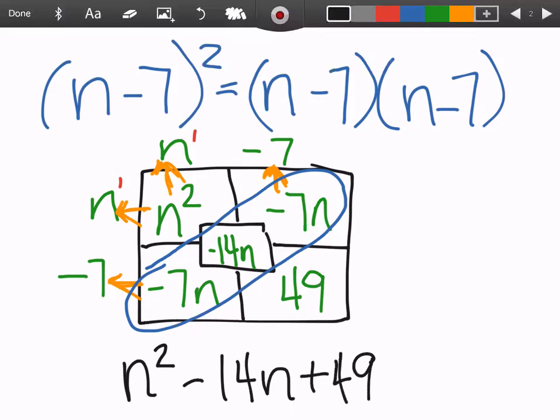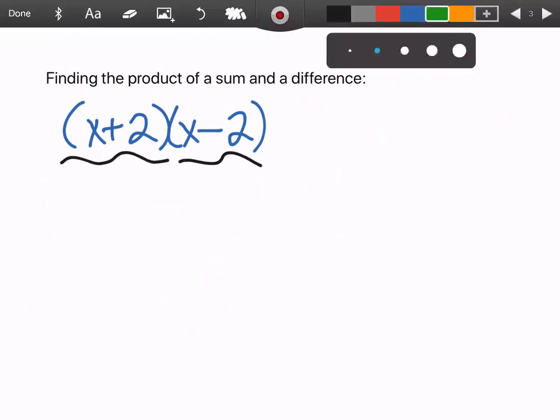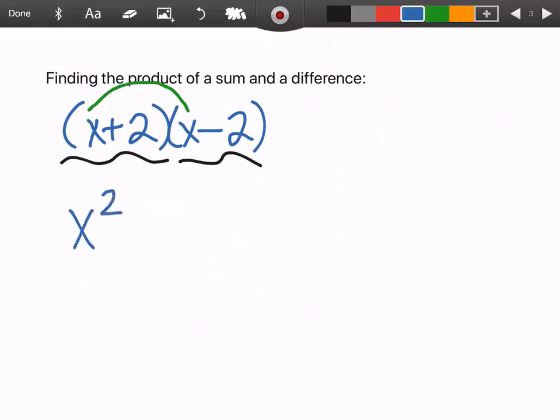Okay, the last special case is the product of a sum and a difference. So we have a sum here, x plus 2, and then we have a difference, and we're going to multiply those. And just like before, they're both binomials. They both have two terms, so we are going to use the double distribution method. So we're going to take this x and multiply it by x. That gives us x squared. Then you'll take x multiplied by negative 2, which gives us negative 2x.